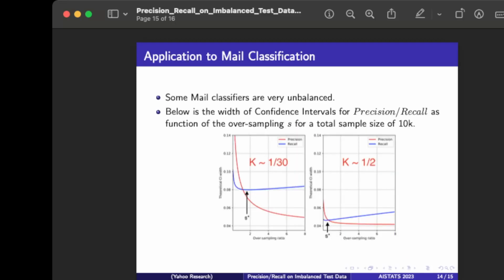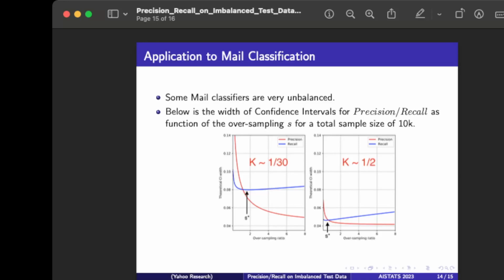Next is the application. We have some highly imbalanced classifiers deployed in Yahoo Mail production. After deployment, we wish to monitor the quality of those models at regular intervals. And given a limited budget for monitoring, the question becomes how big of a sample we should get and whether we should oversample the small class or not. We will estimate the minimum number of samples needed for each classifier to reach a desired confidence interval width, given a reasonable estimate of precision, recall and the imbalance ratio K.